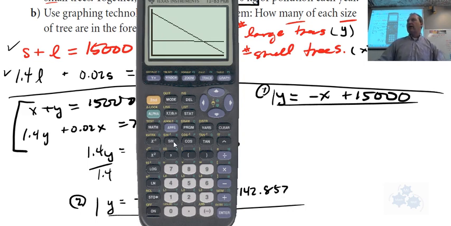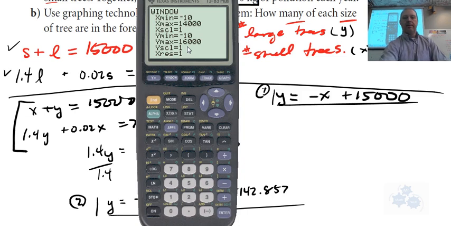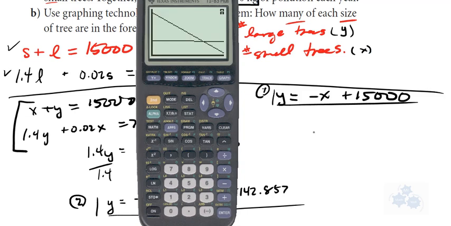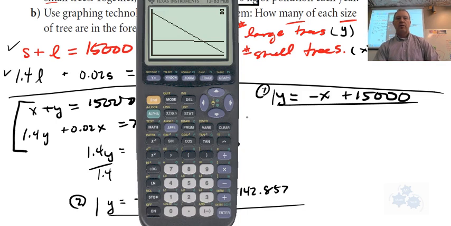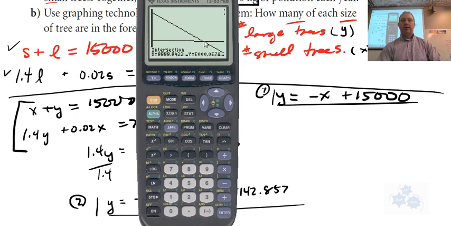Okay? So anybody having issues getting to this point at all? There's your equations. Here's the window. That'll get you the same screen as me. All right, guys. So to find the intersection point, remember, second function, trace, intersect, and then basically it's going to show you, is this the first line you want me to consider? Yep. Is this the second line? Yep. Do you want me to guess an answer? Yep. There's only one intersection point on the screen, so it knows which one you want.